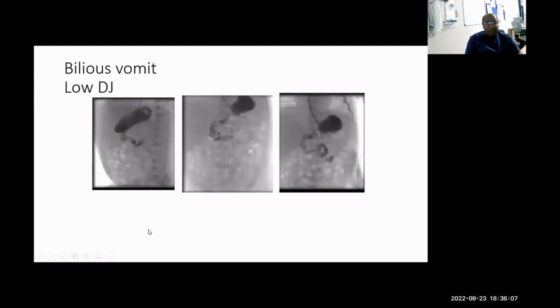This is an example of a low DJ. How low is a low DJ? This is an important question. And the reason I say that is, if you look at this patient presented with bilious vomit.